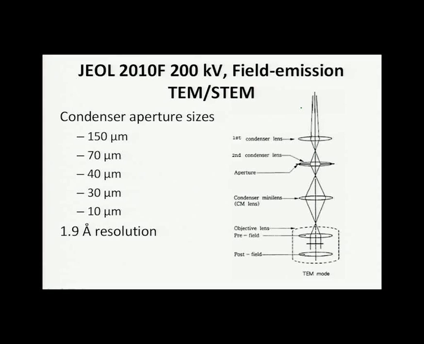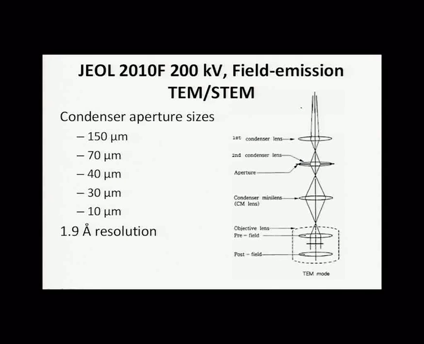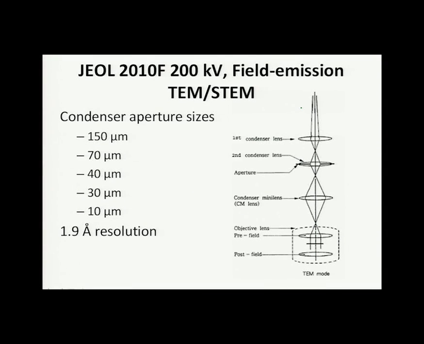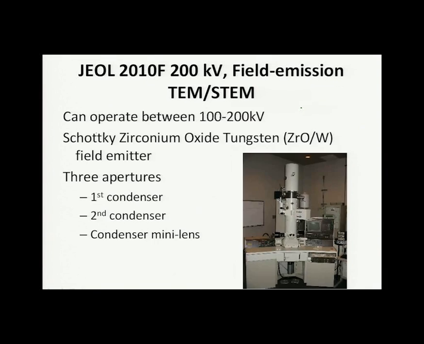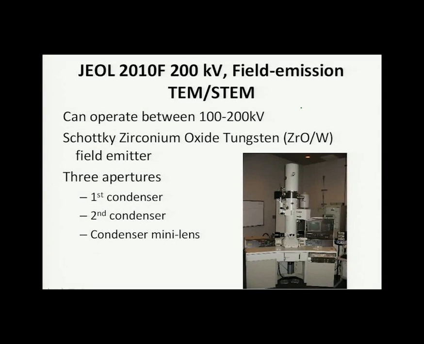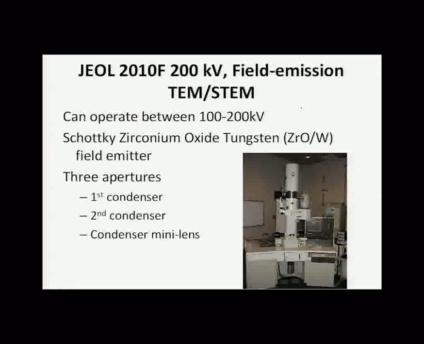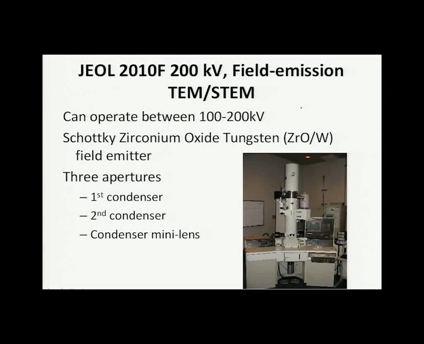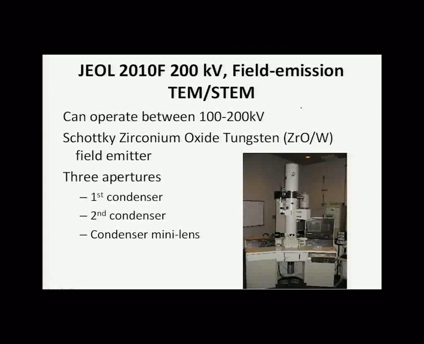Again, very similar components, lenses, apertures, but a quite unique type of characterization tool. Here's a picture of it. It can operate between 100 and 200 kilovolts. This uses a Schottky zirconium oxide tungsten field emitter. And again, there are 3 apertures: first condenser, second condenser, and a condenser mini lens.